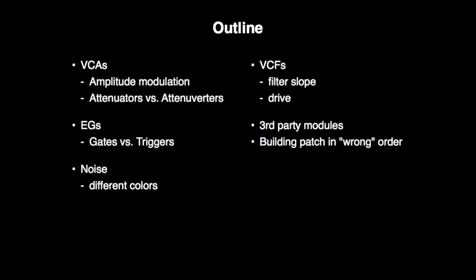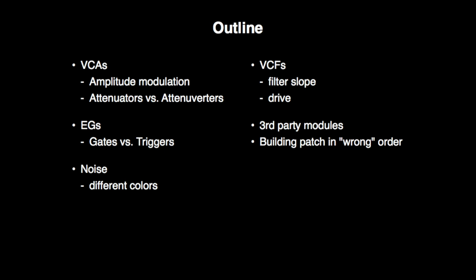So with regard to VCAs, we're going to talk about amplitude modulation, the difference between attenuators and attenuverters. We'll talk a little bit more about the difference between gates and triggers when we talk about envelope generators. And we'll talk a little bit about noise today. We know all about pink noise and white noise, but there's a veritable rainbow of other colors of noise that we haven't discussed, so we'll look at some of those today.